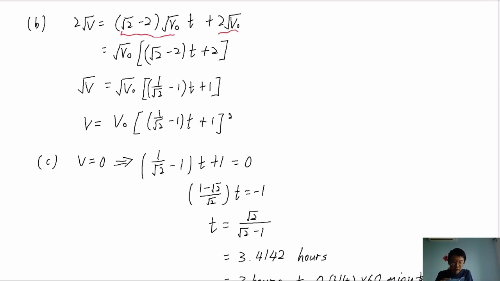In order for us to solve that more easily, we can factorize out the root of V naught. And the next thing we can do is throw the 2 over to divide the terms in the bracket. So in the bracket, we have this whole thing divided by 2.